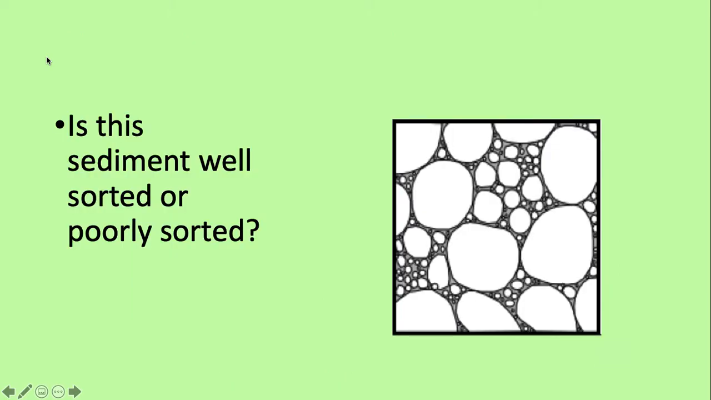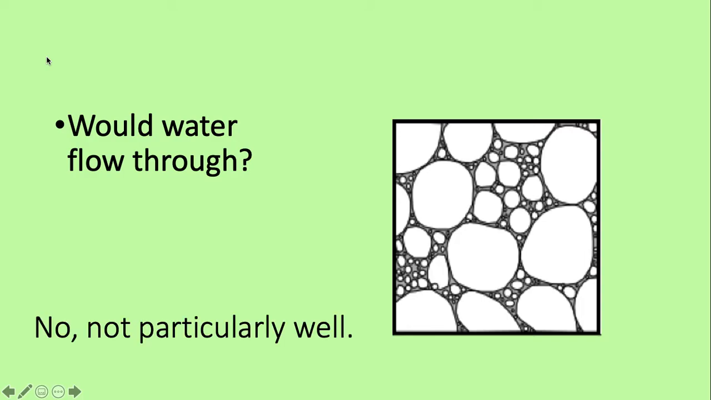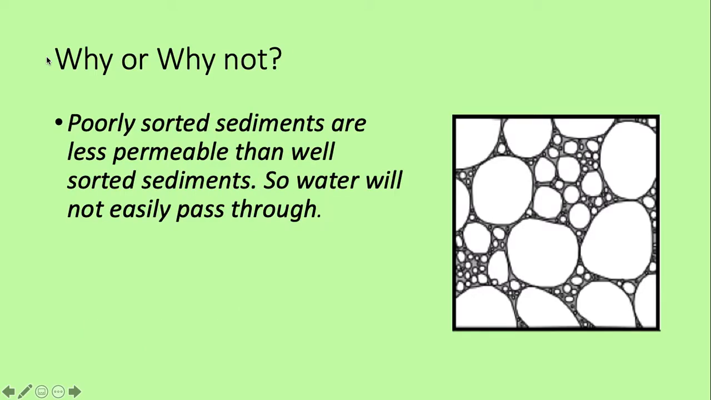So, is this sediment well sorted or poorly sorted? If you're paying attention, this one is poorly sorted because they're all different sizes. Would water flow through? Not particularly well. It might flow through a little bit, but no, not particularly well. Poorly sorted sediments are less permeable than well-sorted sediments, so water will not easily pass through.